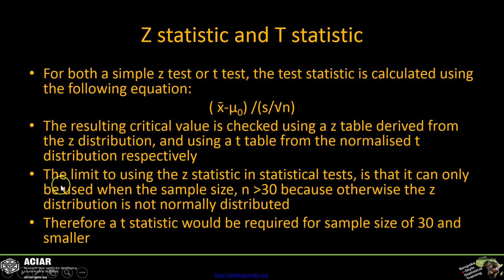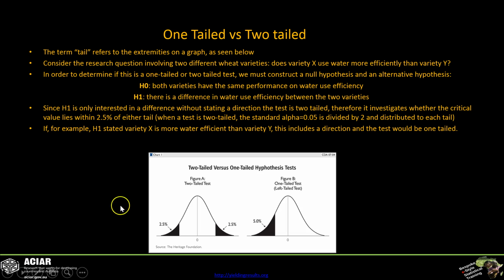The limit to using the Z statistic in statistical tests is that it can only be used when the sample size is greater than 30, because otherwise the Z distribution is not quite normally distributed, and also if you have a known standard deviation or a sigma, then you can use a Z. Therefore, a t statistic would be required for a sample size of 30 and smaller, and is generally used. Here we're looking at one-tailed versus two-tailed, and you can look at this small diagram here.